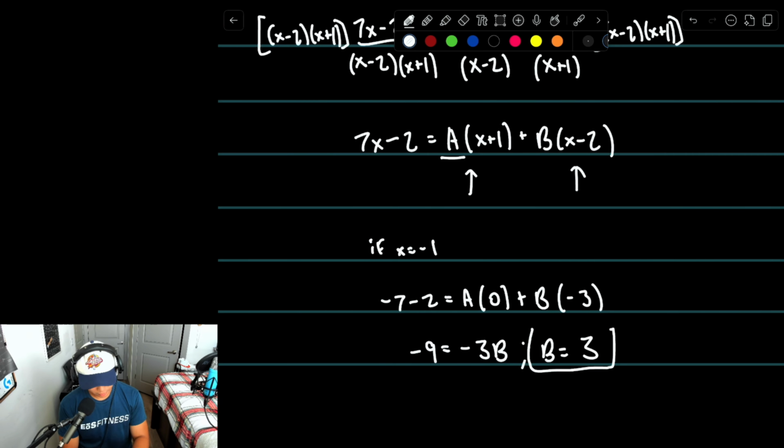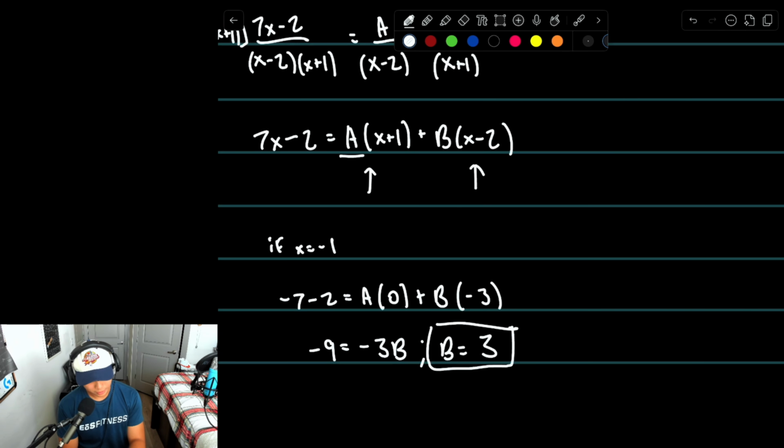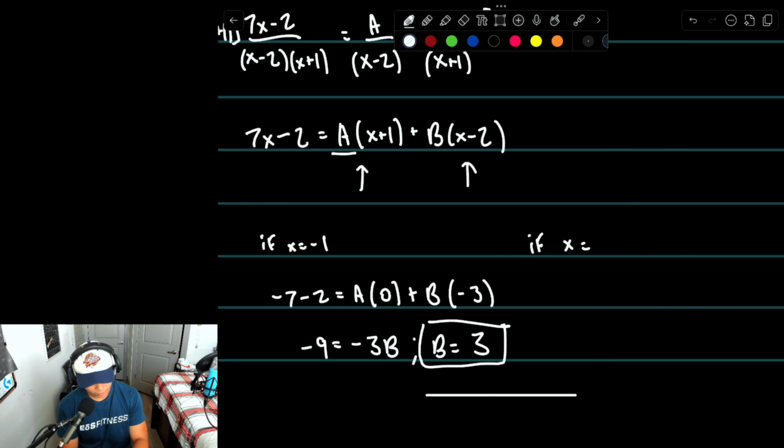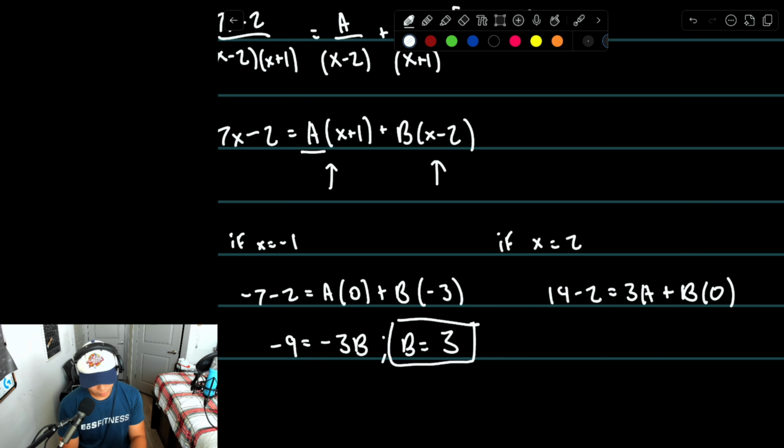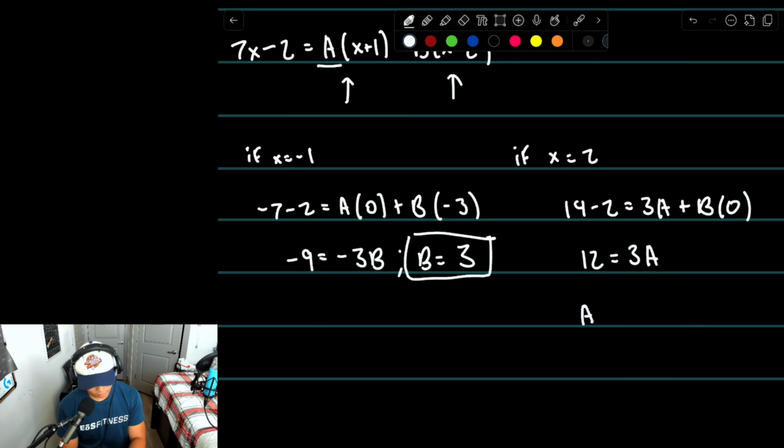So now we have one part. Now to find a, all we do is simply set x equal to 2, because look over here, if you set that to 2, that b would become nothing, and you would just be left with trying to solve for a. So let's do that over here. If x equals 2, you would get 14 minus 2 equals 3a plus b times 0, which simplified just gets you 12 equals 3a. And now a equals 4.